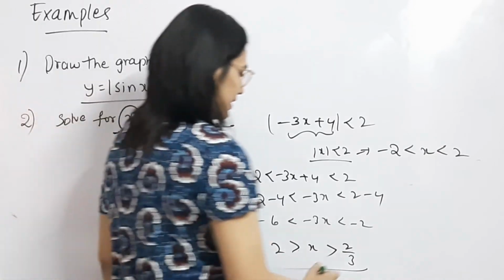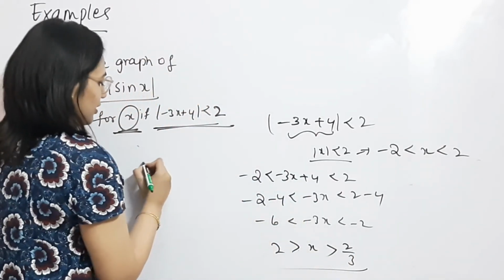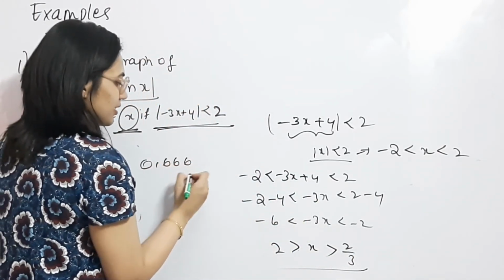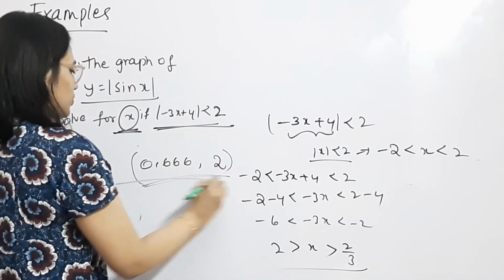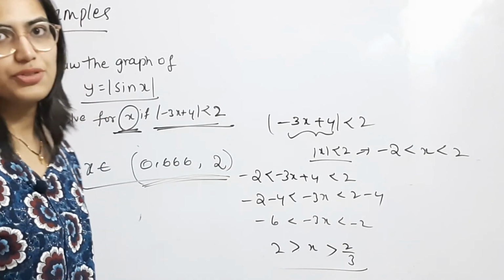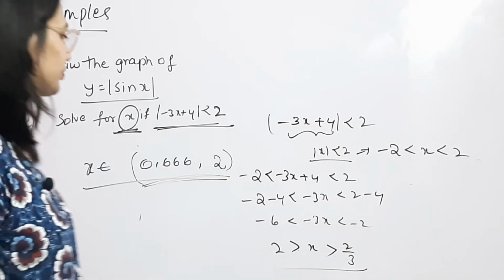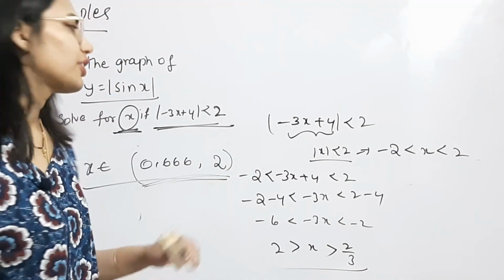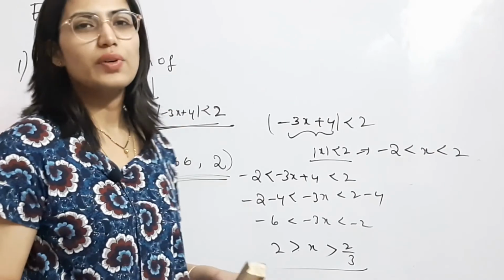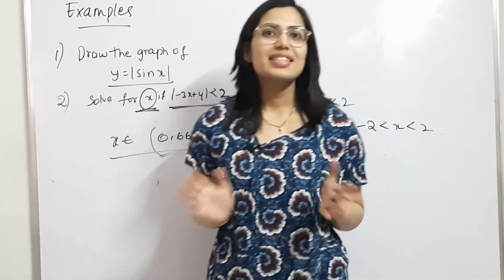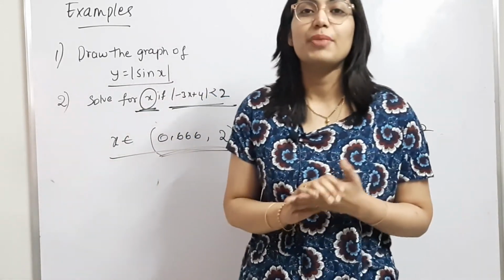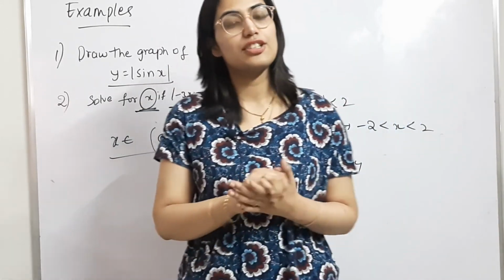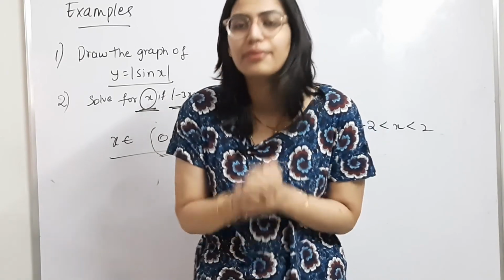Okay, x lies between 0.666 and 2. x lies between these numbers. Okay. This is how you solve one of the problems related to inequalities that involve modulus. This is a video in depth about the modulus function. I hope I have made things very clear for you with regard to the modulus or absolute value function.